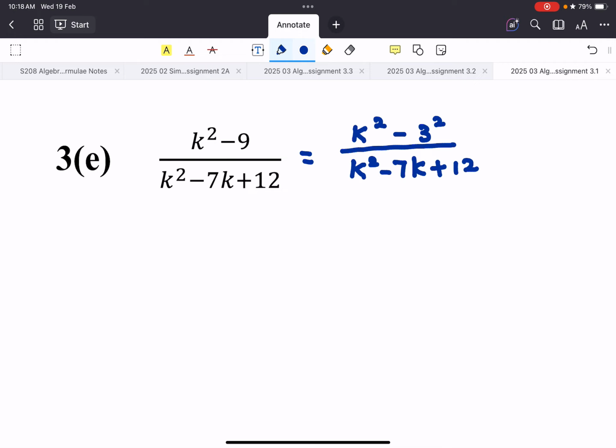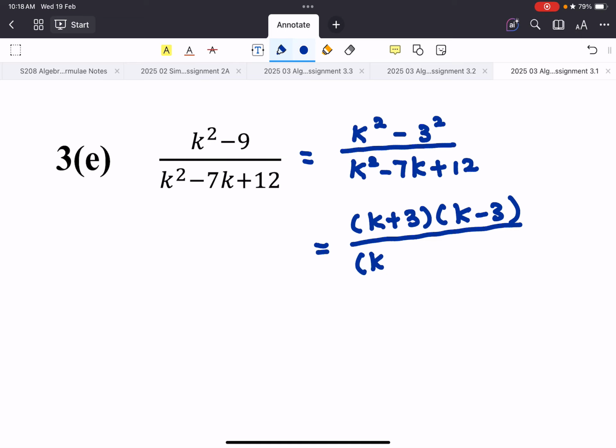Right? So in the next step, I'll factorize. This will be k plus 3, k minus 3. The denominator will give me k, well, 12. We can break down 12 into 4 and 3. Well, we have k minus 3, k minus 4. Right? So reduce this to the simplest form, we get k plus 3 over k minus 4.